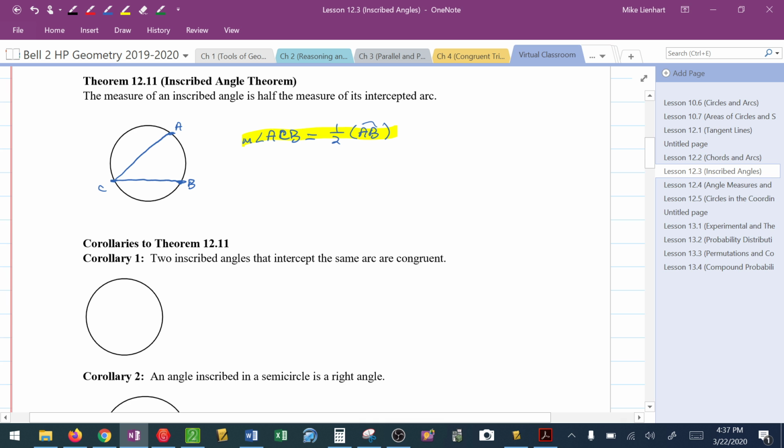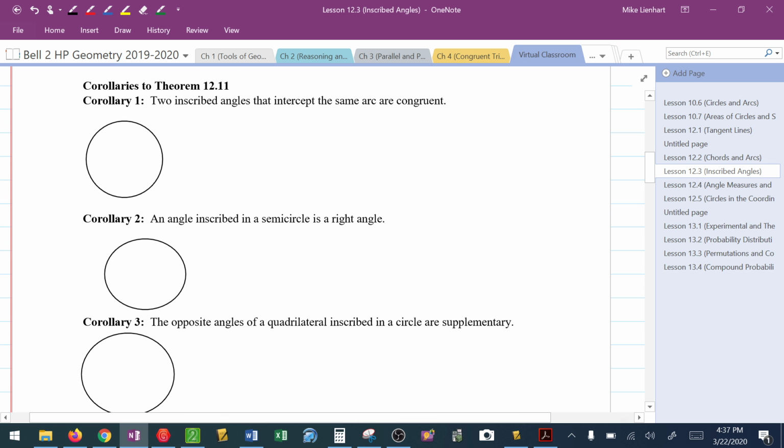Okay? Now, based on that theorem, we have a couple of corollaries. Remember, a corollary is like a more specific example of a theorem in action. This first corollary says two inscribed angles that intercept the same arc must be congruent. Let's take a look at what that's going to look like. Let's say that we have arc AB, and that's going to be my intercepted arc. Well, I could have this angle right here, angle ACB, but I could also have another angle that's going to contain the same arc here, and let's call this angle ADB.